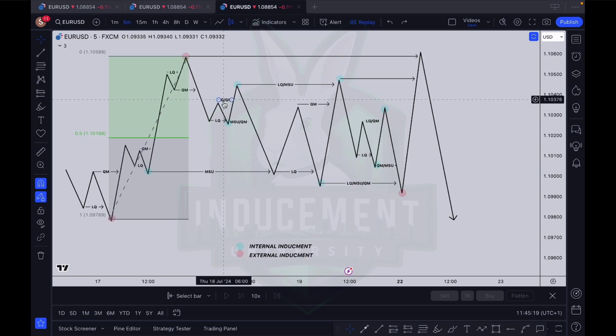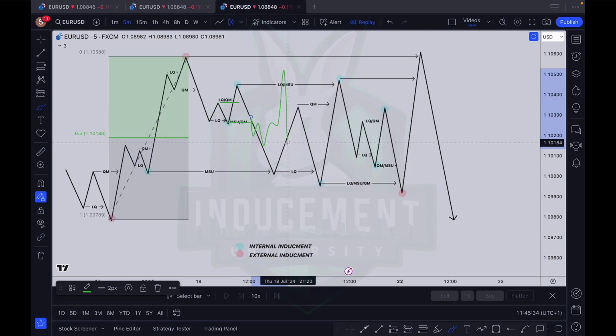So as you can see here, we come and take out this low. We have an MSU, but we've also then given a QM here. So if I get my pen out, you can see that we actually take out this high, take out this low, so price could come up here and liquidate it. Anyway, going back, we then come and take out this low here, and we get a nice push away. Why is that? Probably because we're below the 50%.